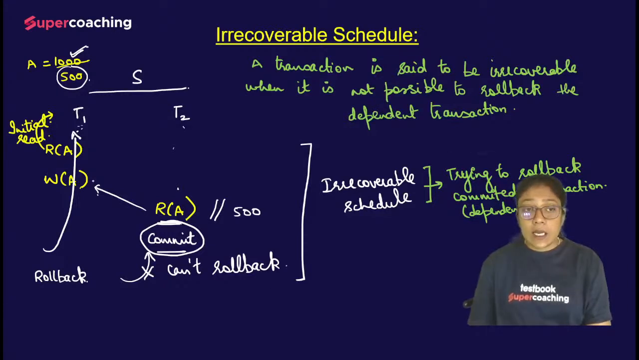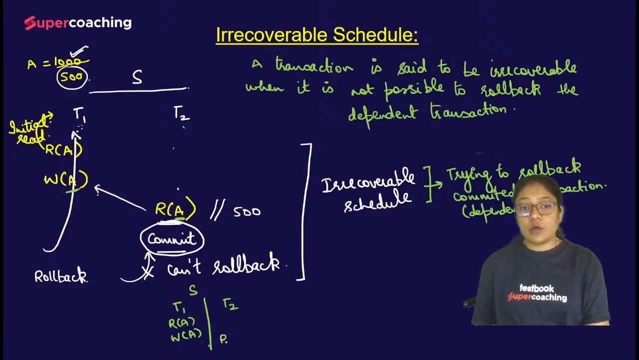When is it dependent? When it is performing operations on the same data item. If we have two transactions T1 and T2, and T1 is performing the read and write operations on data item A, and T2 is performing the read operation on data item B, can I say that this is a dependent transaction? No. This is an independent transaction.